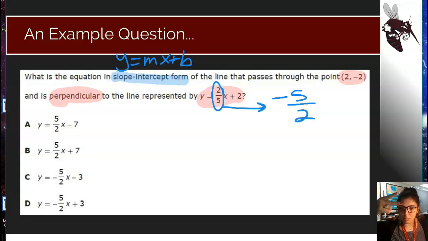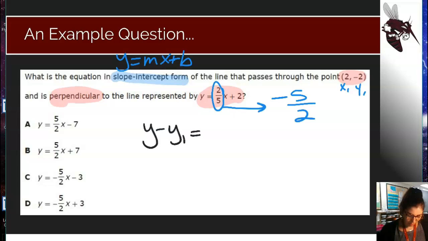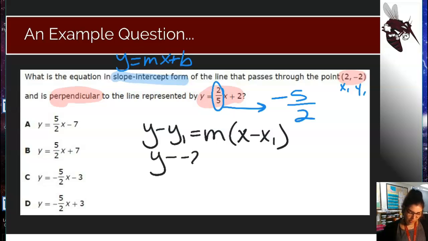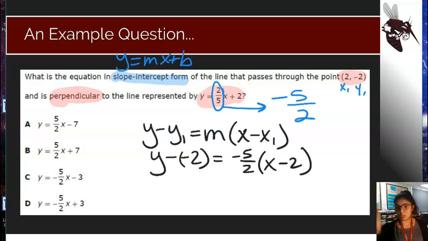I've taken 2/5 and I flipped it over to 5/2. That's a reciprocal. The 2/5 was positive, so the slope I'm going to use is negative. Well, now I have a point and I have a slope. I can fill in my point slope formula. So I would have y minus y1, which is negative 2, equal to m times x minus x1. Just put the pieces where they belong. Negative times negative is a positive, so that's really y plus 2 equal to negative 5/2 times x minus 2.